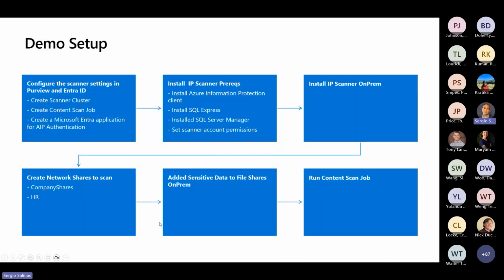I'm going to briefly go high level over how I have my demo set up. And each one of these we will take a peek at as I explain some of the technical pieces of how this all comes together. But first things first, you will configure the scanner settings in Purview. And I also wanted to call out, you will do some configuration in Entra ID. We will look at how to create the scanner cluster and how to create a content scan job. And as mentioned, you'll need to create a Microsoft Entra application for the AIP authentication. So that's just a tidbit there.